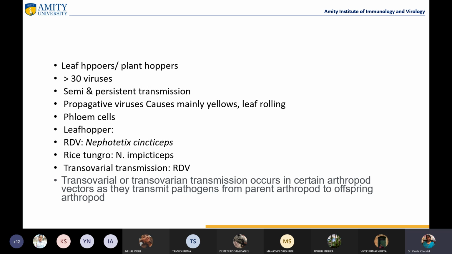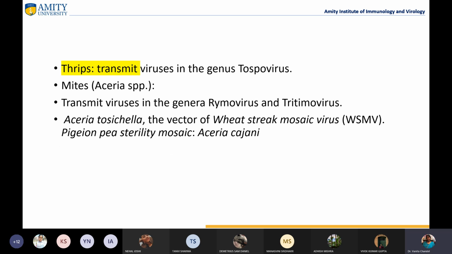Leaf hoppers, for example, rice stalk virus, right? It is transmitted by Nephotettix. Then rice tungro virus, again, has an insect vector. Transovarial transmission, again, in the rice stalk virus. So transovarial transmission occurs in arthropod vectors where they transmit the pathogen from the parent arthropod to the offspring arthropod. That kind of transmission is called transovarial transmission.